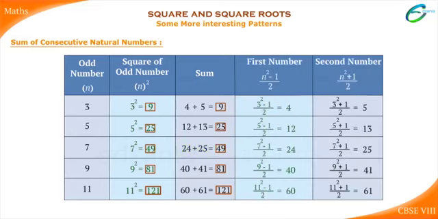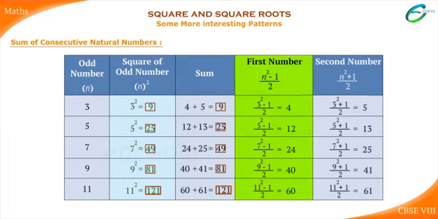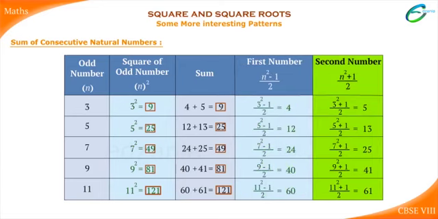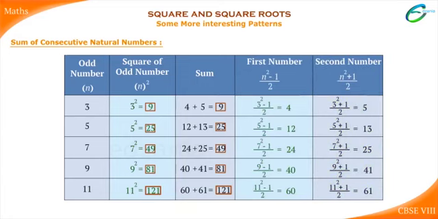We have another formula of consecutive natural numbers to find this. The first natural number in the sum is (n square minus 1) upon 2. The second natural number is (n square plus 1) upon 2. Here n is the odd number. The same thing applies in the previous sums.